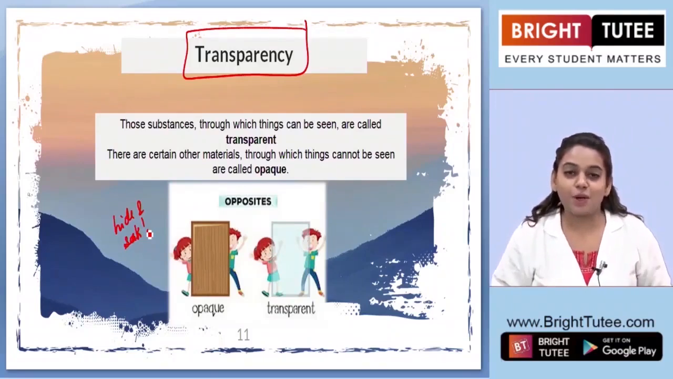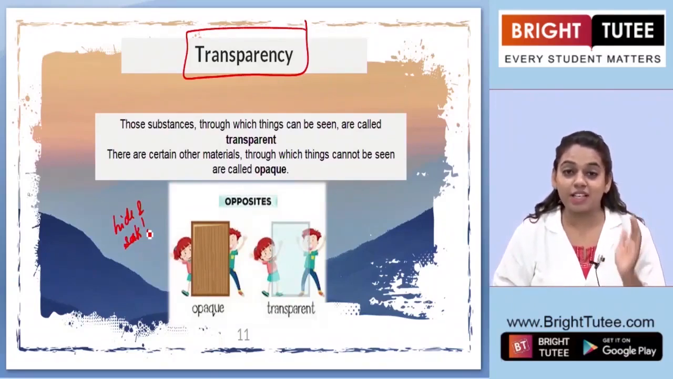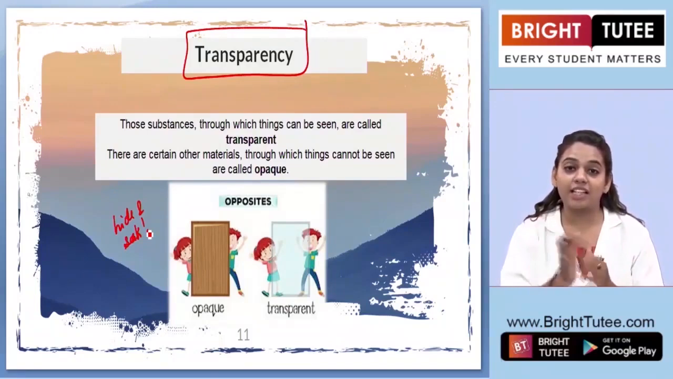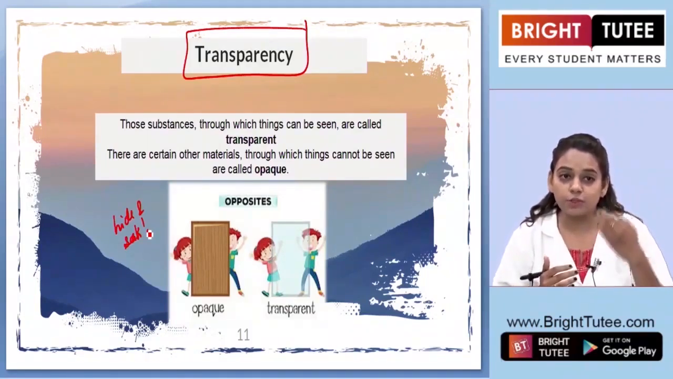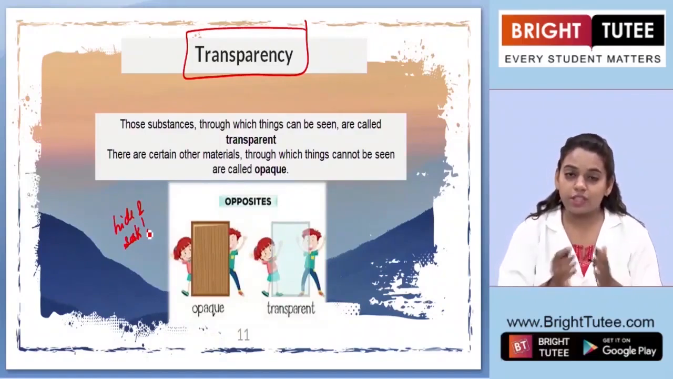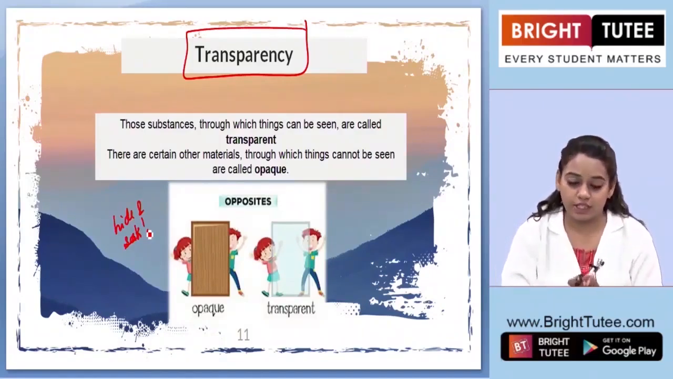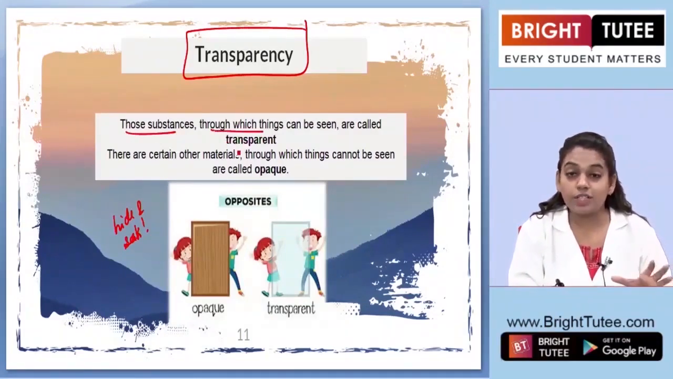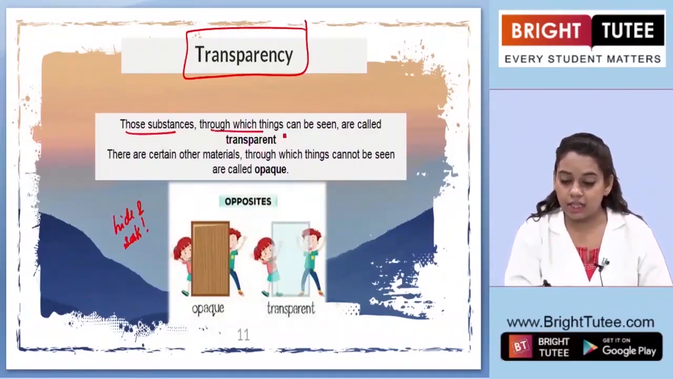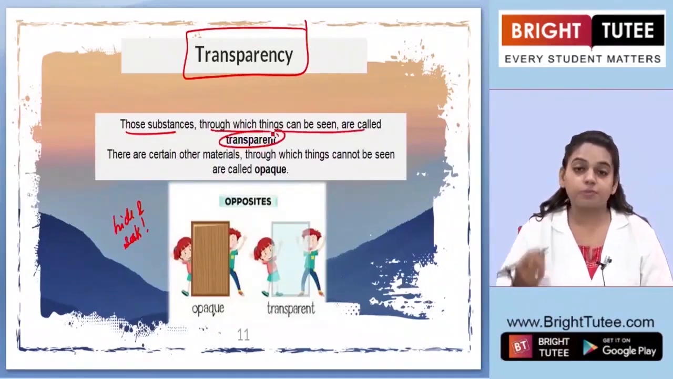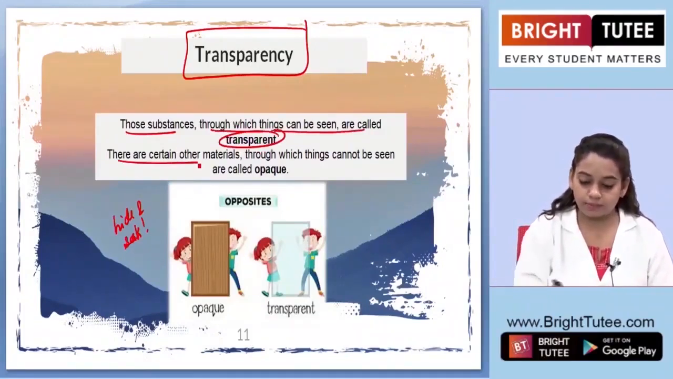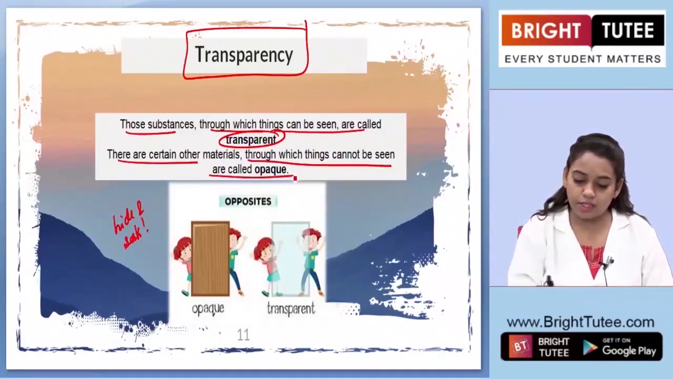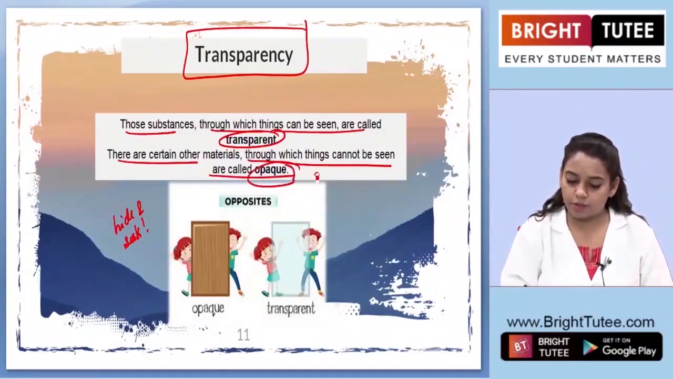And the answer is very obvious. I know everyone will select to hide behind a wooden almirah. Why? Because everyone will be able to see through the glass window. So this is the property of transparency, that is, those substances through which we can see things clearly are known as transparent objects, and the objects through which we cannot see are known as opaque objects.